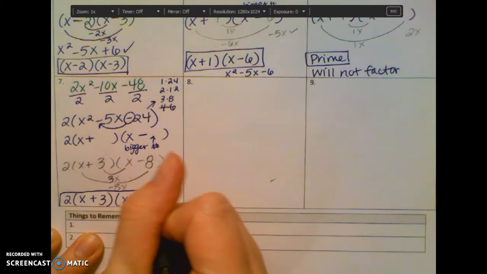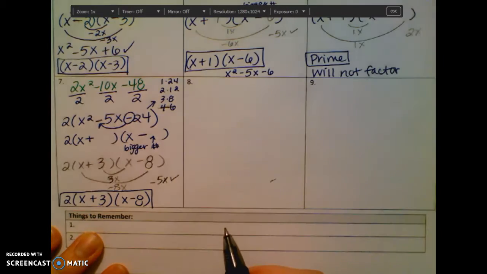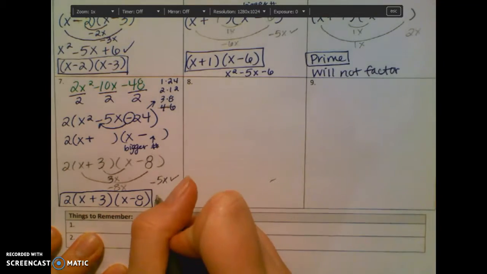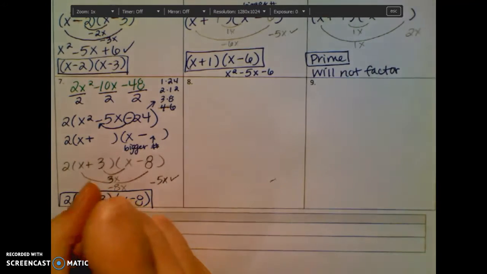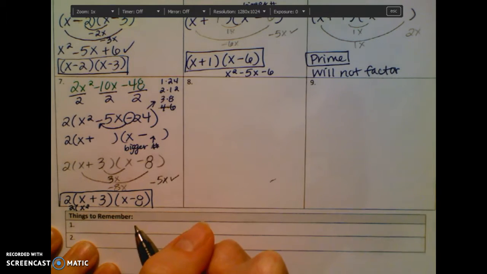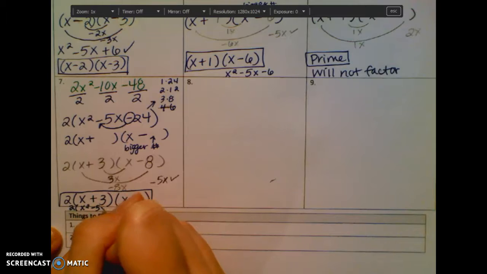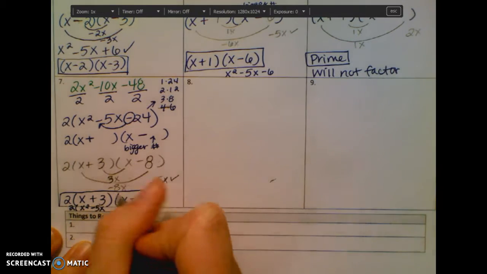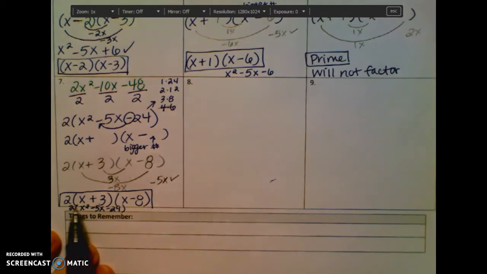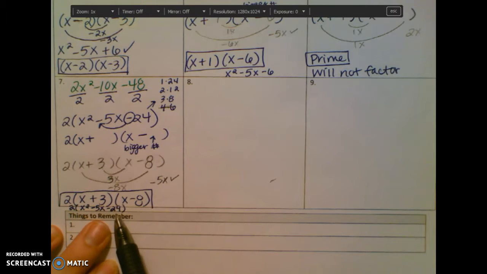And then, of course, it's good for us to multiply them out to make sure we get what we want. So we have 2, let's see, we're running out of room here. I'll write it down here. x times x gives me x squared. Then I know in the middle I'll have a negative 5x, and at the end, negative 8 times 3 gives me a negative 24. Then if I distribute that 2, I get 2x squared minus 10x minus 48, which is what I started with. So we know that that is correct.